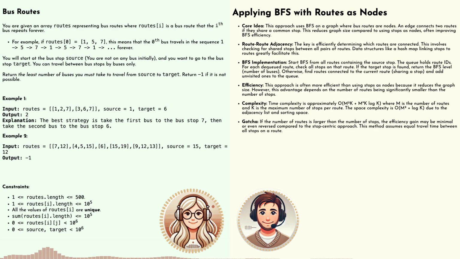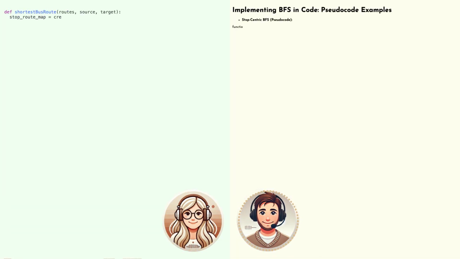So we've got the stop route map, which is like a detailed guide for each stop. And then we've got this routes-as-nodes approach, which is more about seeing the big picture connections. And they both use BFS. It's the same underlying principle, but with a different twist. So it's like having a toolbox full of these different techniques. And it's like, okay, which one do we use for this particular problem?